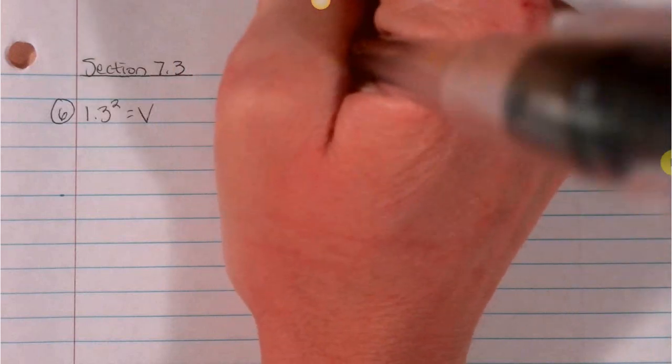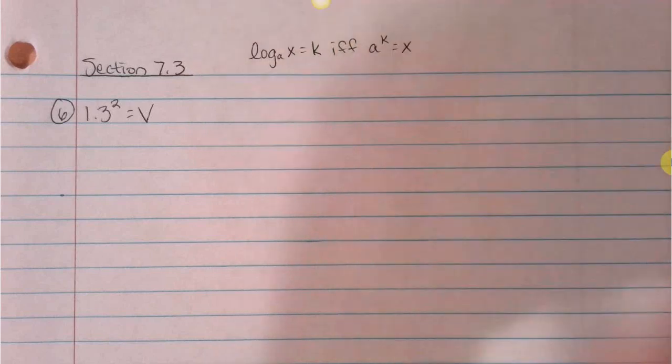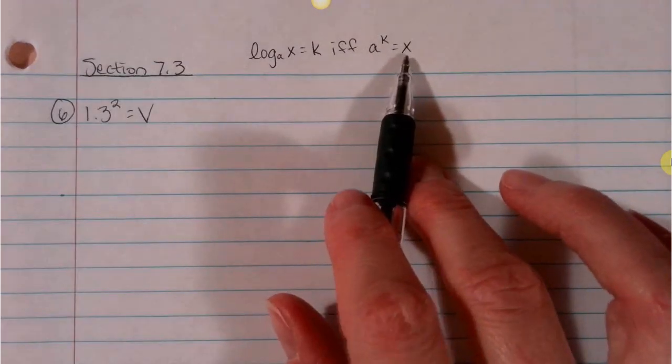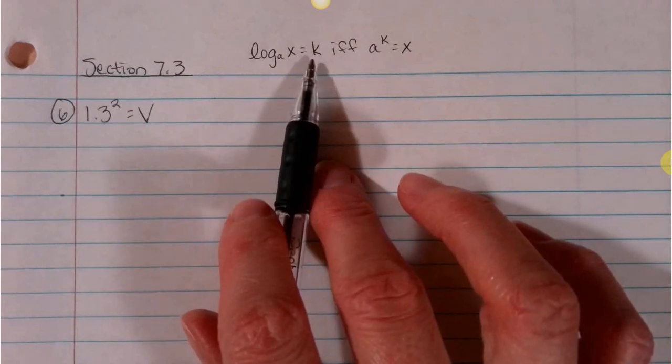For number 6, we are given 1.3 squared is equal to v. And what we're supposed to do with this is to use the definition of logarithm to write this from an exponential equation into a log equation. And remember what that definition is: log base a of x is equal to k if and only if a to the k is equal to x. So what we're given in this case is something that looks like this, and we're trying to rewrite it so that it looks like this.